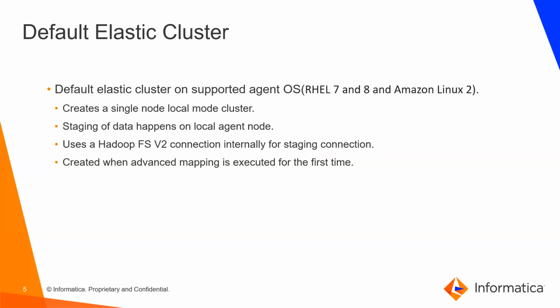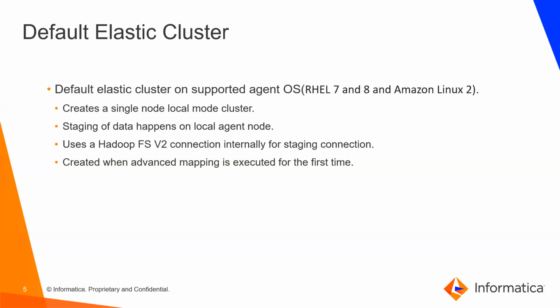And the staging happens on the local agent machine, or if you really wanted to use staging even in S3 or ADLS Gen2, it is still supported. You can change the staging location anytime. By default, it uses a /temp directory under the agent machine. Usually internally it uses a Hadoop FSV2 connection for staging the connections.